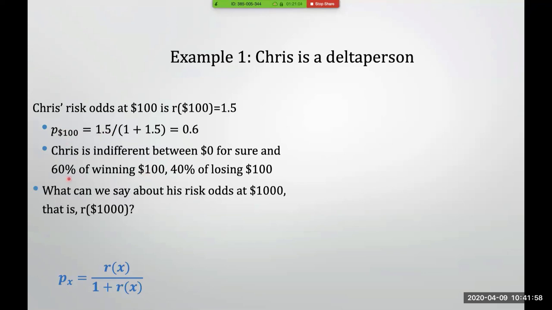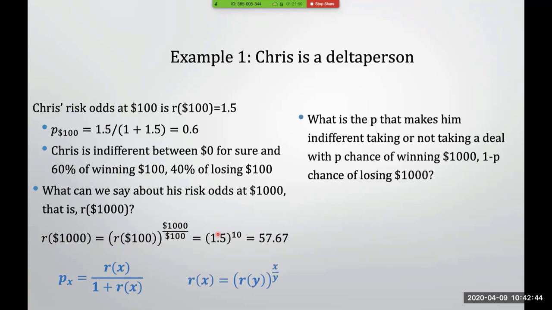Now the question is, what can we say about Chris's risk odds at $1,000? That is, what we are looking for is the risk odds for $1,000. Then we can just use the formula. The risk odds of $1,000 is equal to the risk odds of $100 raised to the power of the ratio between these two. We know that the risk odds of $100 is 1.5, and 1,000 over 100 is just 10. So the risk odds for $1,000 is 57.67 for Chris.